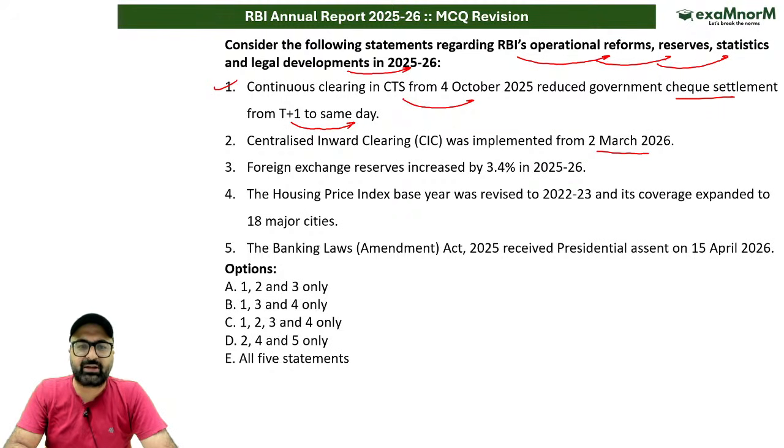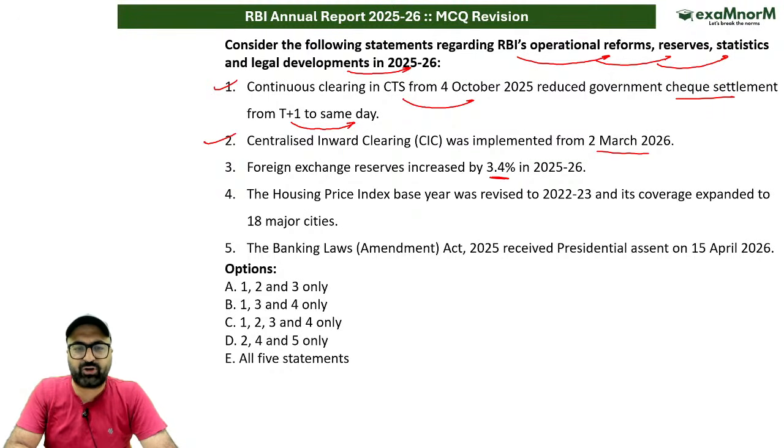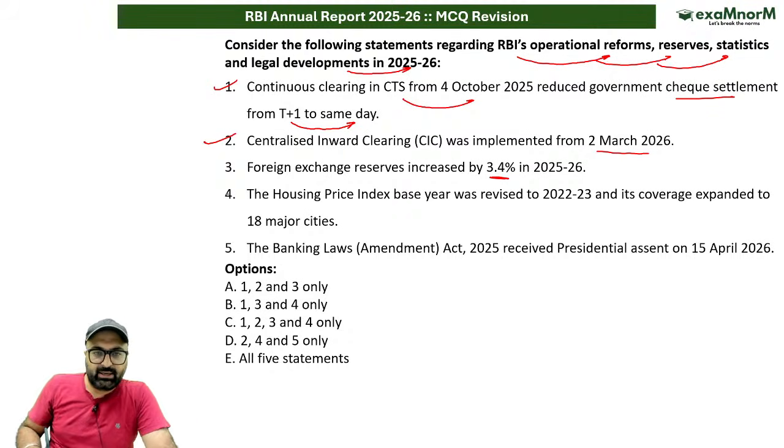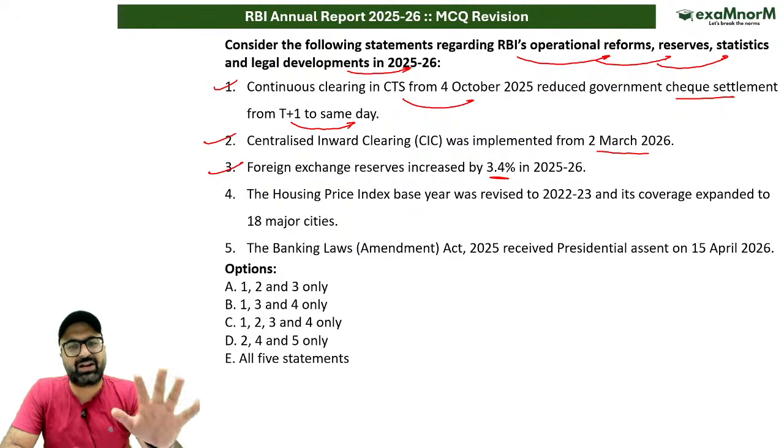Centralized inward clearing was implemented from 2nd of March 2026. This is absolutely correct. The foreign exchange reserves increased by 3.4% in 2025-26. If I talk about the foreign exchange reserves, the Department of External Investment and Operation focused on safety, liquidity, stability, and foreign exchange reserves have been increased by 3.4%. RBI has also worked on reserve diversification, credit risk policy, data disclosures, reserve management and whatnot.